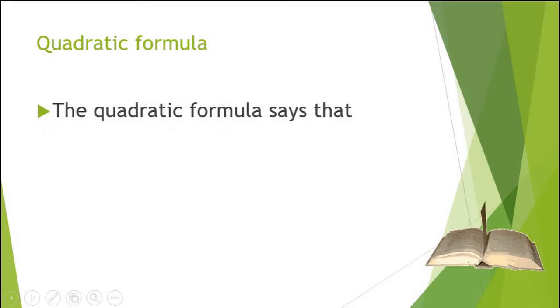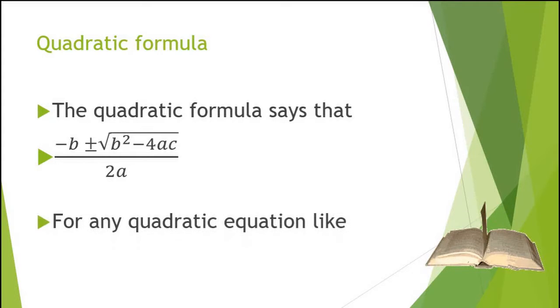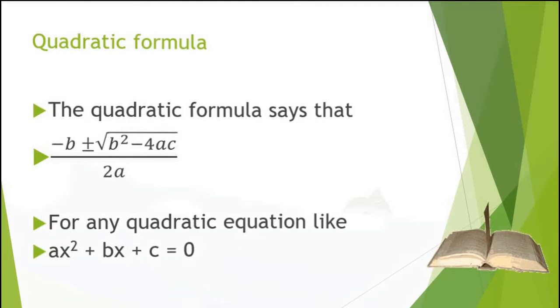Quadratic formula. The quadratic formula says that x equals negative b plus or minus the square root of b squared minus 4ac, over 2a, for any quadratic equation like ax squared plus bx plus c is equal to 0. This quadratic formula is used to find the roots.